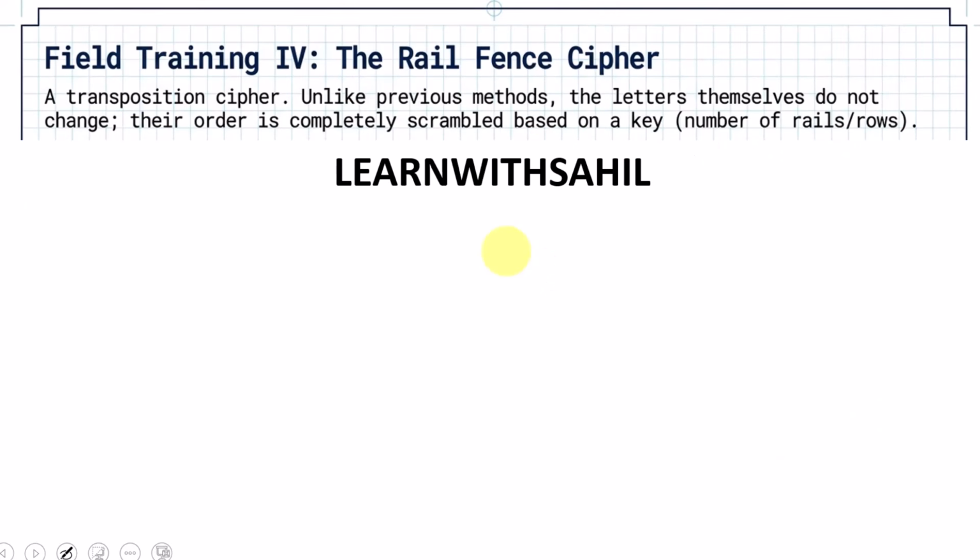Then the next one is the Rail Fence Cipher. This is a transposition cipher. Unlike previous methods, the letters themselves do not change. Their order is completely scrambled based on a key. So here we do not change the letters, we just scramble their positions. Let's see how it works. For example, learn with Sahil. We will try to encrypt this.